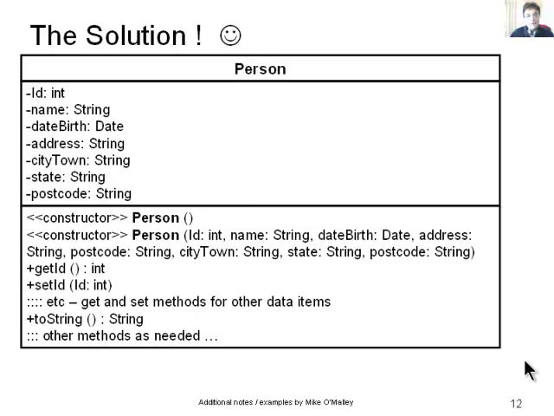So here's our person class. We've got all of the common data up here: name, date of birth, address, city, state, postcode. There might be other data as well. That's just the data I've used for this example. And then we've got our constructors, our accessor methods, our mutator methods, the toString, and any other methods we might need that are applicable to all of the data of type person.